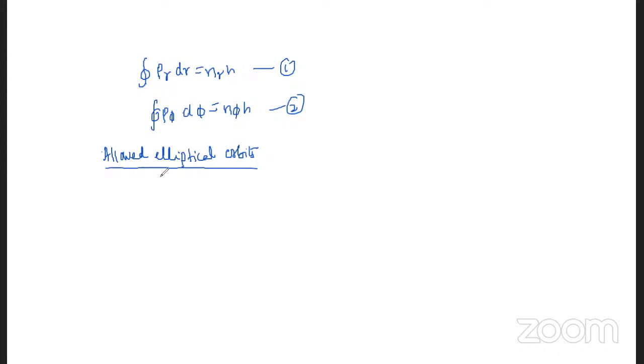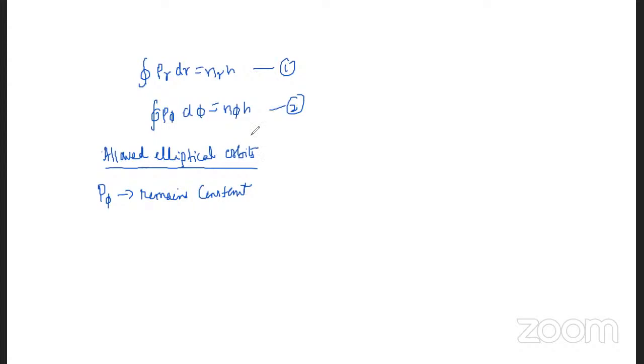Here is how we derive these allowed elliptical orbits. From classical mechanics, it is known that the angular momentum, which we have called p phi, remains constant during the motion of the electron.